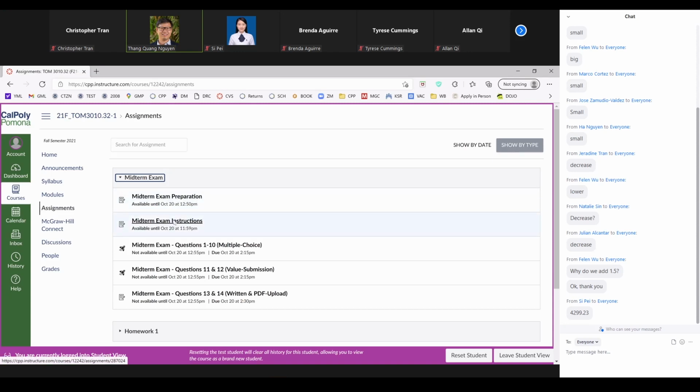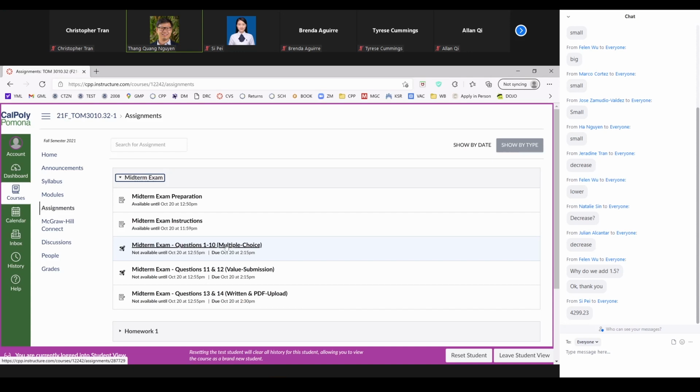In that, you can see the preparation, and you can see the instruction. On the exam day, you're going to see the instruction, right? You can check the instruction now. And then on the exam day, these 3 links will be active. So you click on each one of them, answer them, and then before the end, the due date somewhere here, you would need to click submit, right? Then you should be good with the exam.